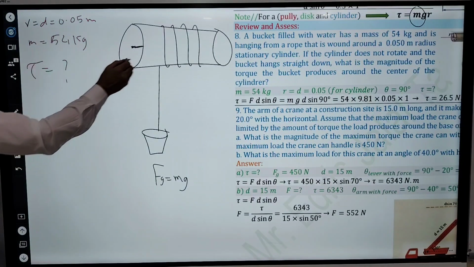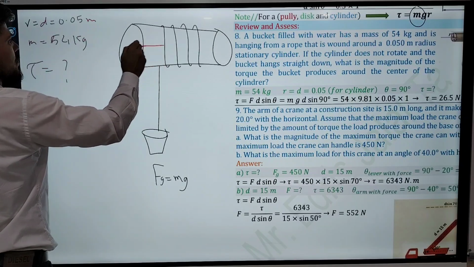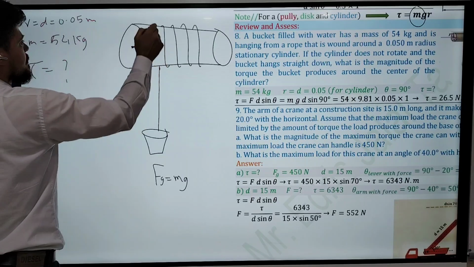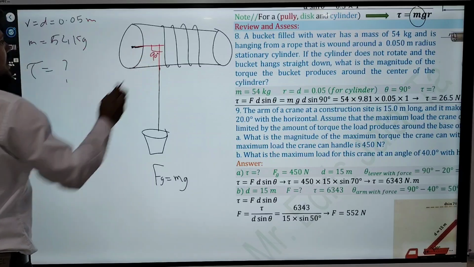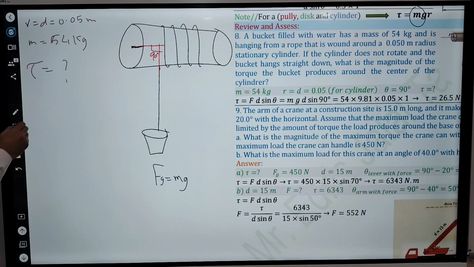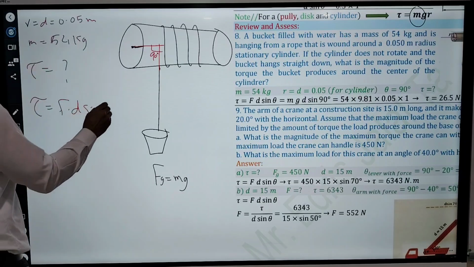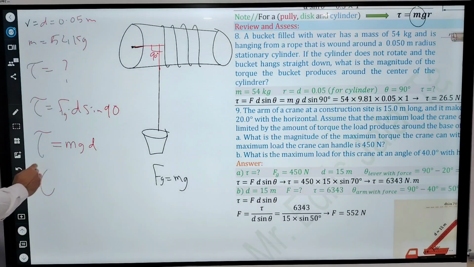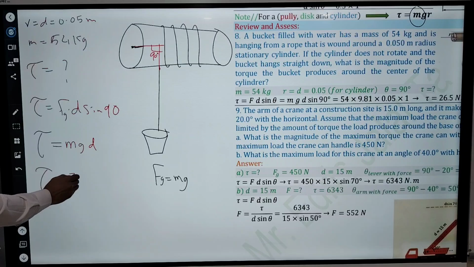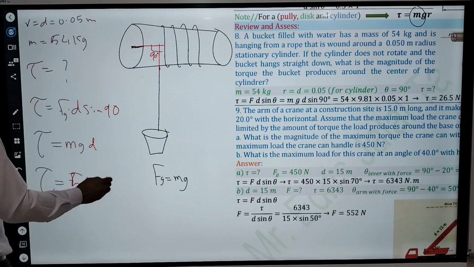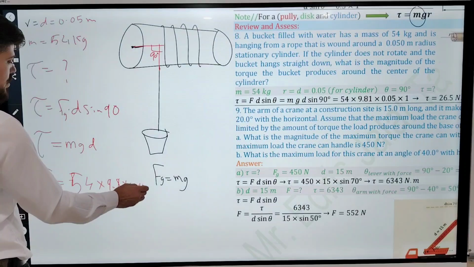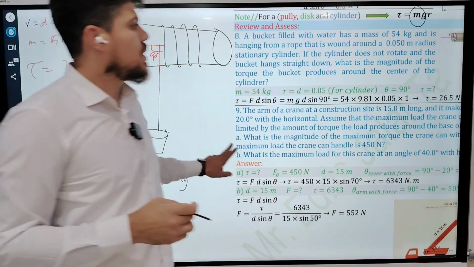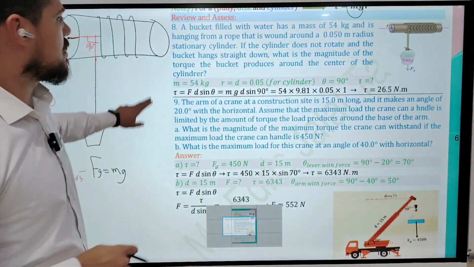The bucket is around the center of the cylinder. We have to find the torque because this force is perpendicular, okay? So that is why the angle between force and the radius of the cylinder is 90 degree. Torque is equal to what? Fd sine 90. Torque is equal to, instead of F, you have to write down mg, d, and finally is equal to 54 times 9.81 times 0.05 and equal to 26.5 Newton meter. Okay.